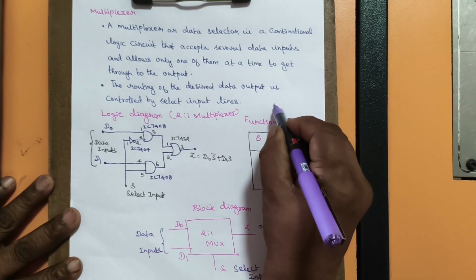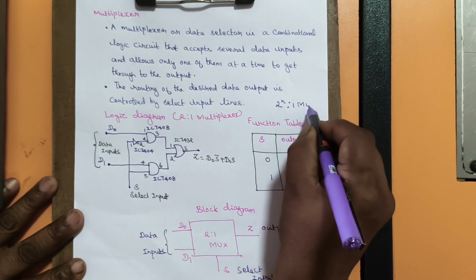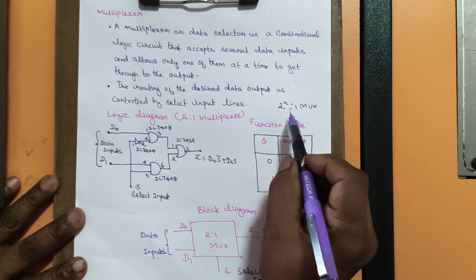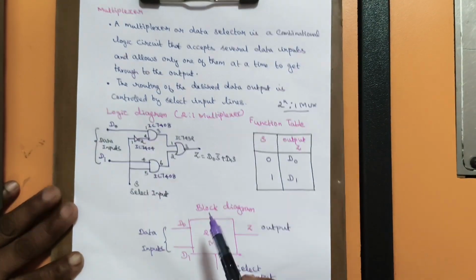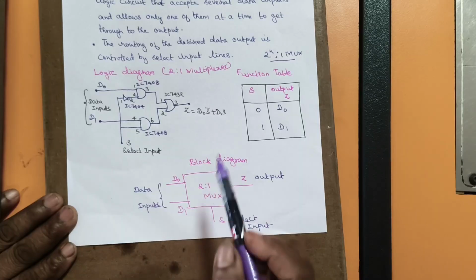For example, if you are having a 2^n to 1 mux, we should have 2^n data lines and n select lines for this multiplexer. So now we are going to see how a 2:1 multiplexer is implemented.